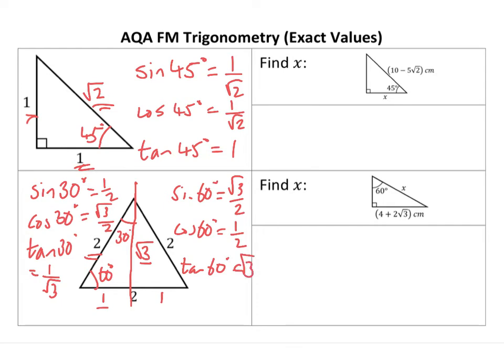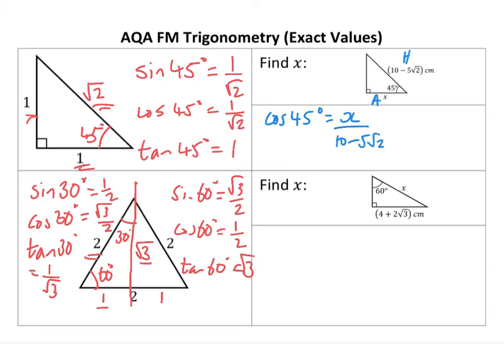Now I'm just going to quickly change colour. I'm going to use these to work out these. Now these would be on a non-calculator paper. Okay, I've had to squish it up, so I've got the adjacent and the hypotenuse, so it's cos of 45, cosine of 45 equals x over 10 minus 5 root 2.